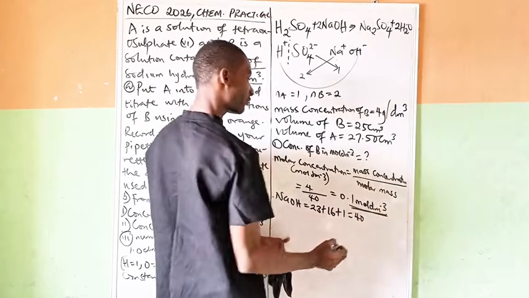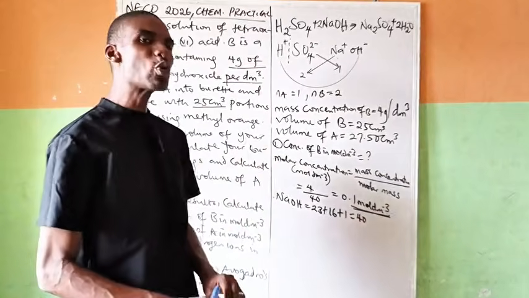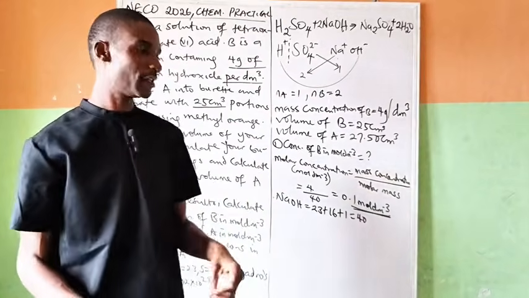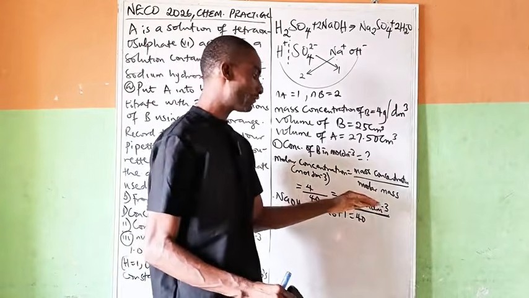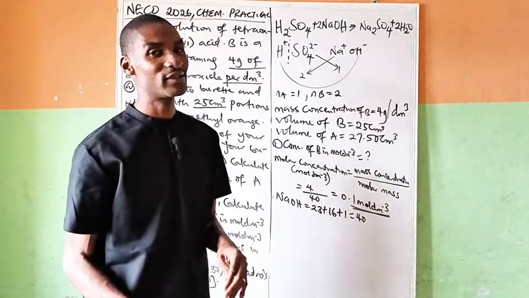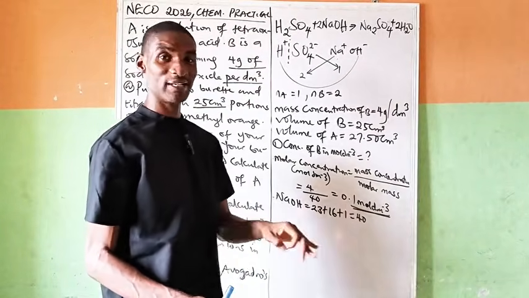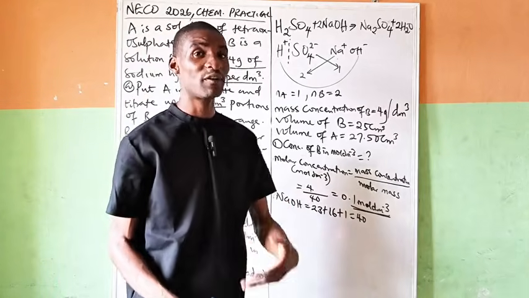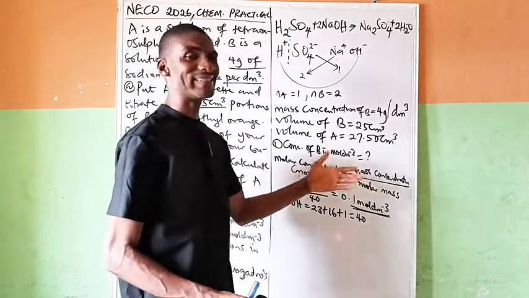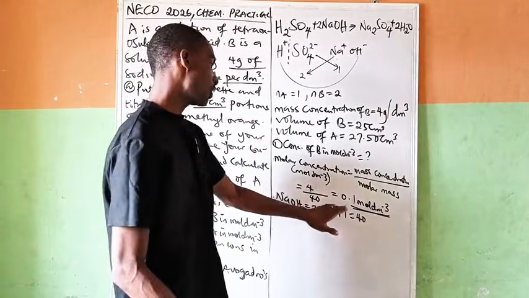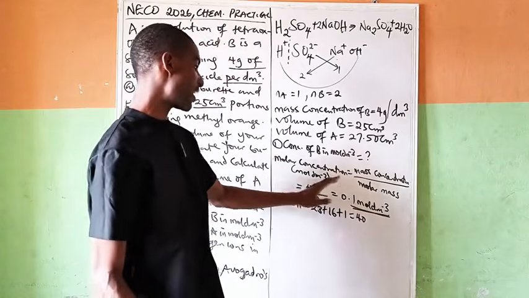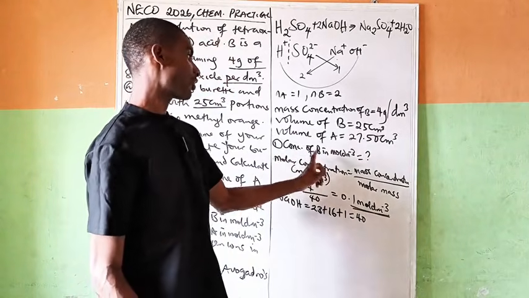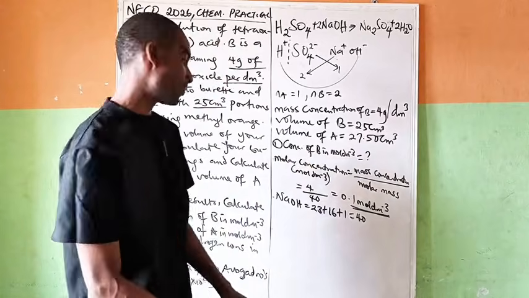Please take note of the units. The units will be marked. If you write a wrong unit, you'll be penalized. If you don't know the exact unit to write, you might just write the answer and leave the unit. But these things are very simple. If you have practiced them, you can get exactly the correct unit. Because we are looking for molar concentration, the unit is mole per dm³. So the molar concentration of sodium hydroxide is 0.1 mole per dm³.